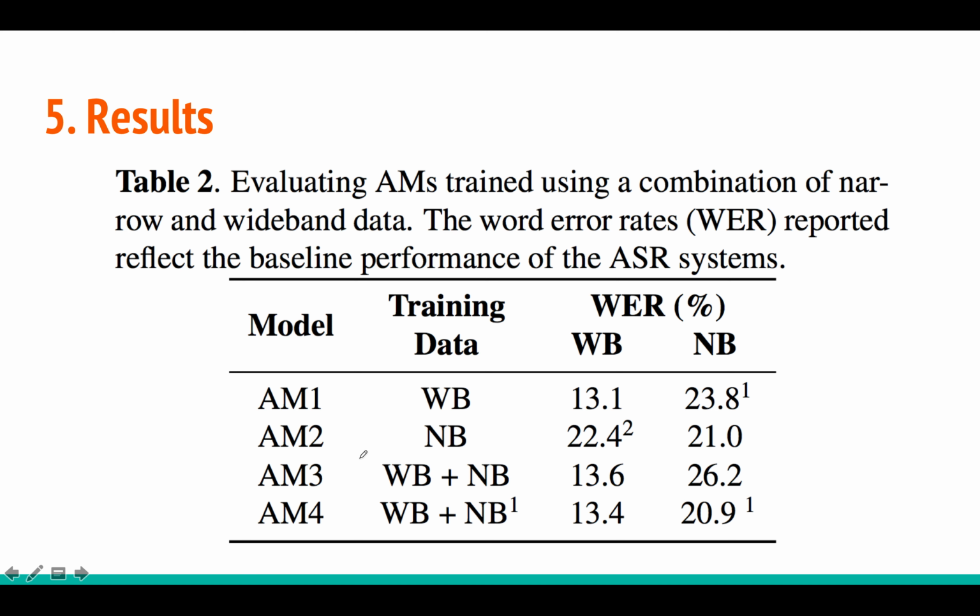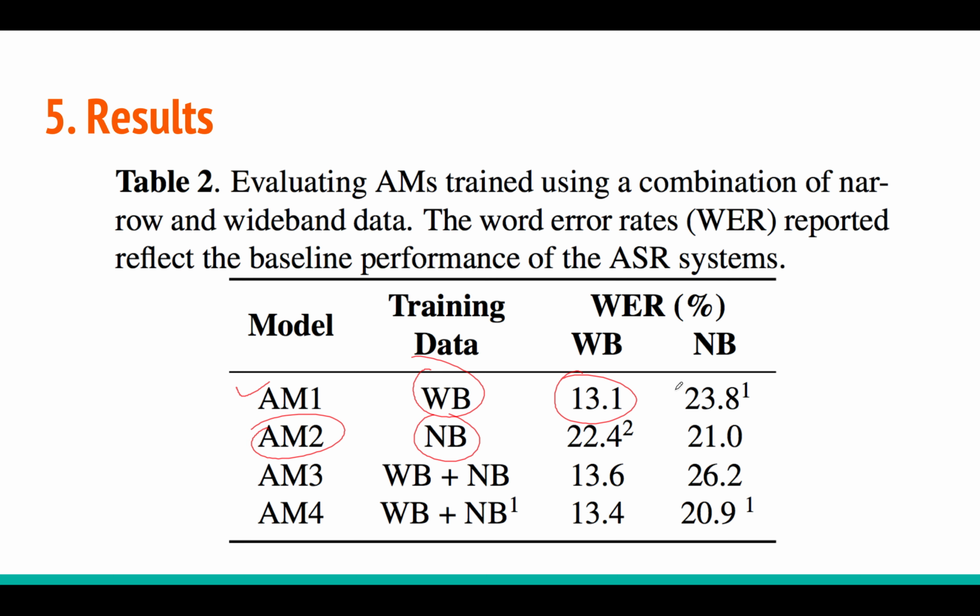So coming to the results, let's get the model names properly. AM1 stands for the model trained with wideband data, the 3,600 hours of data. And AM2 is a narrowband model, trained only with narrowband data, right? If you see the word error rate for AM1 on wideband data, you get 13%, which is decent. But if you test that model with narrowband data, you can't directly test this.